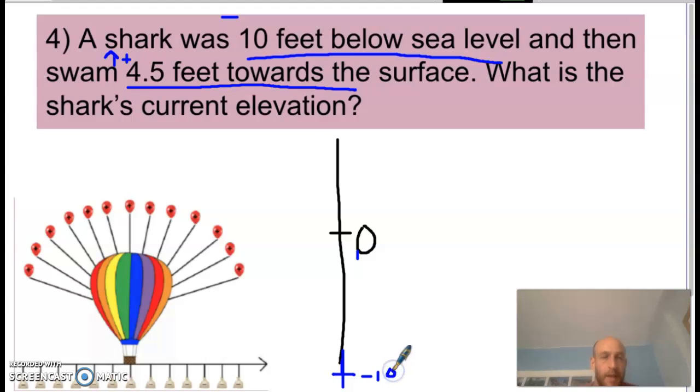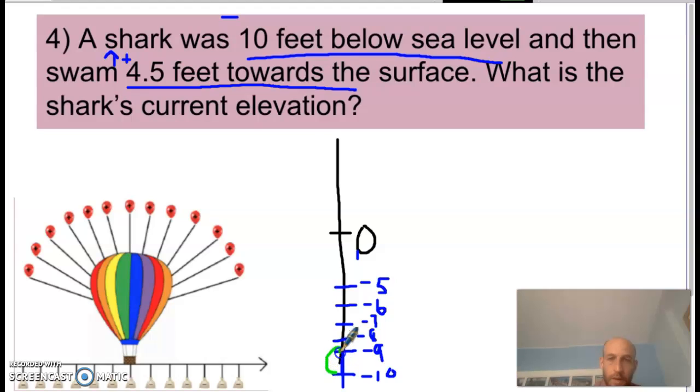There's -10. And I want to go up 4 and then a half. So I'm going to put some hash marks in here so I can go up at least 5. 1, 2, 3, 4, 5. So this is -9, -8, -7, -6, -5. Okay, so let's go up 4 and then we'll go up a half.